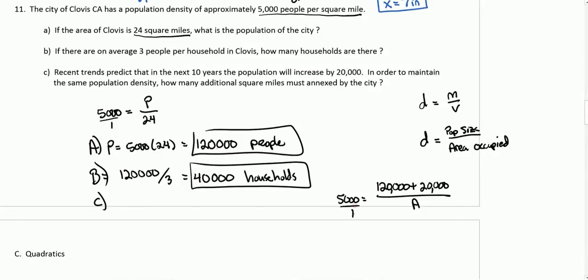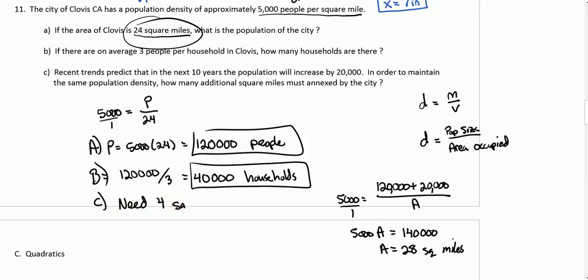And so if I cross multiply here, I'm going to get the 5,000 times the area is 140,000. Divide 140,000 by 5,000. We get 28 square miles. And right now we got 24 square miles, so how many more? If we want 28 and we have 24, we need 4 more. 4 square miles.